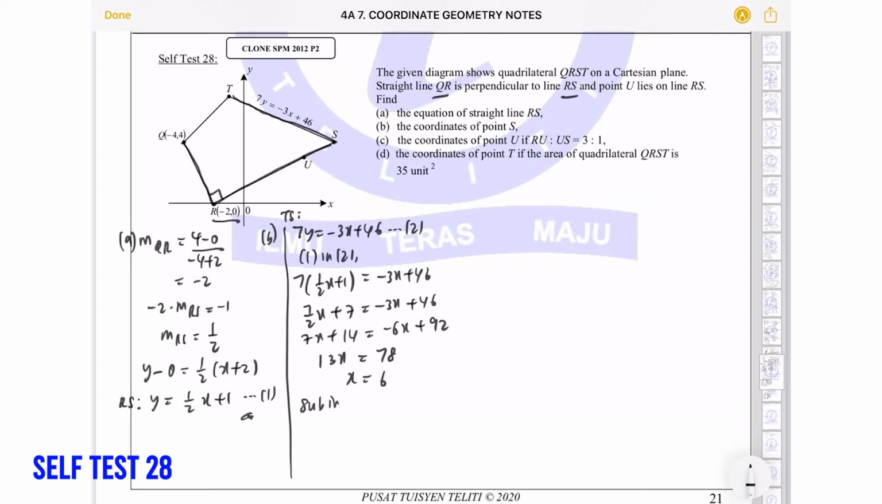Then we substitute into equation 1. My y is half times 6 plus 1. The answer is 4. So the coordinate of point S is (6, 4).